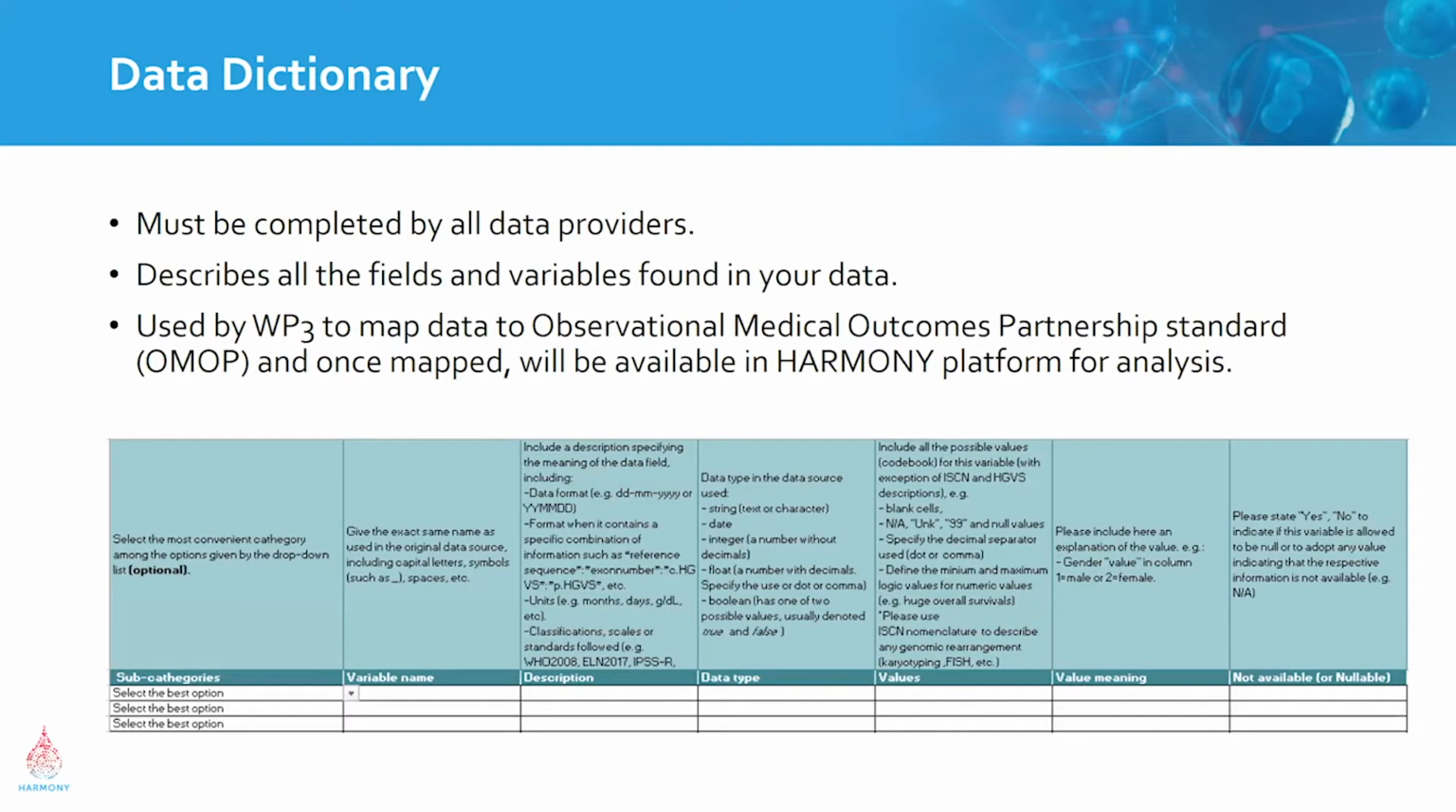This is an example of the data dictionary. It's all done in an Excel spreadsheet, and you get this template from Harmony. Basically it's a very detailed description of every single variable in your data set and what the name is, what it means, what values it can take, all the coding, etc.